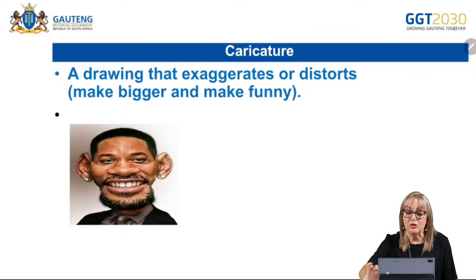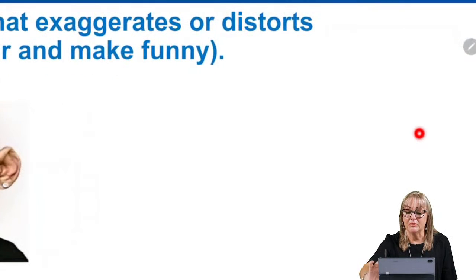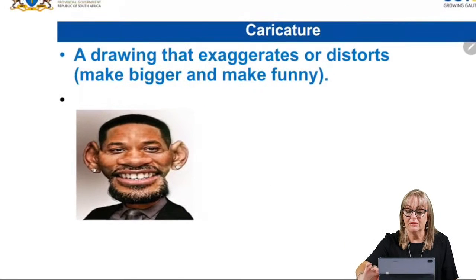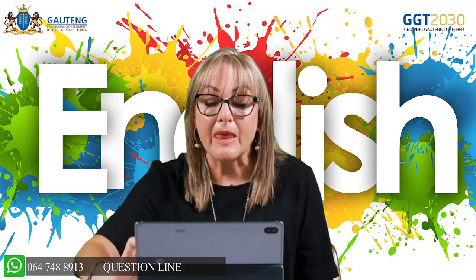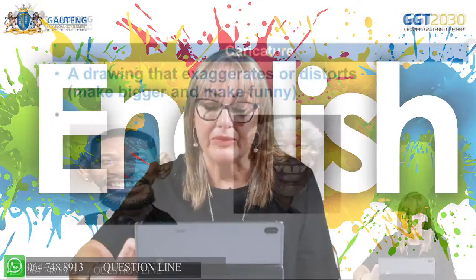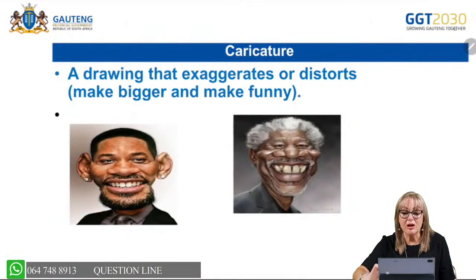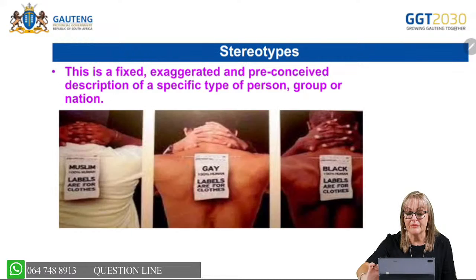Then let's go to the other one. Let me just close the screen again. There we go. This is Morgan Freeman. Always has a big smile on his face, and there it is enlarged. So one item, one aspect of a person's face or body is enlarged by the cartoonist.